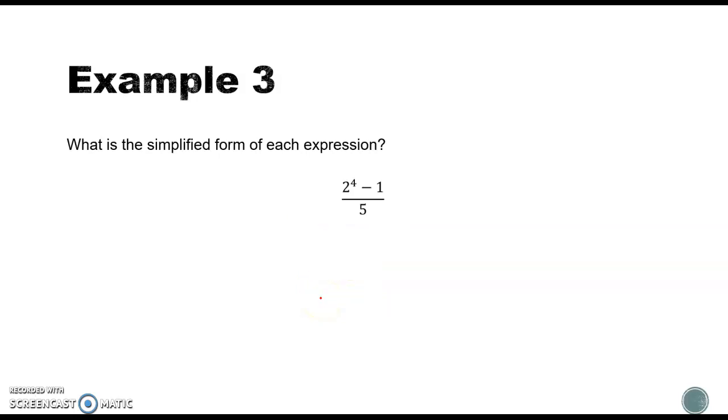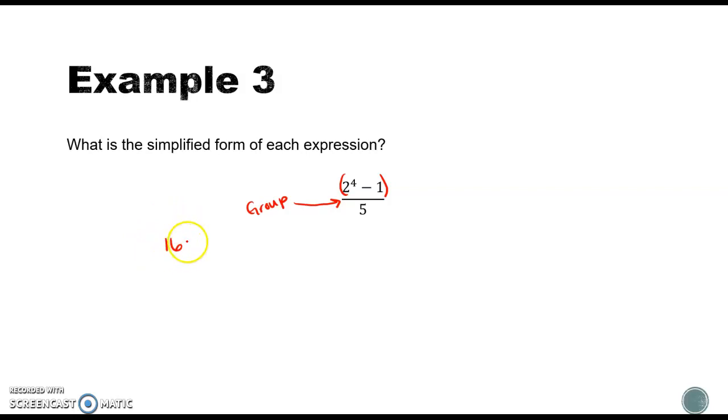All right, next example. On this one, this is where that fraction bar is our grouping symbol. And so this numerator is one group and the denominator is the second group. And so we're going to start in my grouping symbol. I have an exponent, so I have to start by evaluating that before I do the subtraction. So 2 to the 4th power is 16, because that's going to be 2 times 2, which is 4, and 4 times 2 is 8, and 8 times 2 is 16.